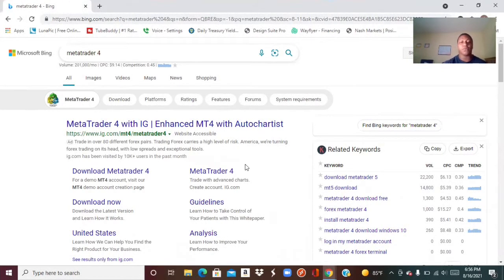Use NVFX.com for the broker that you choose to use. Stick with the major pair when you're first starting out, which is going to be the GBP versus USD, the British pound versus the US dollar.